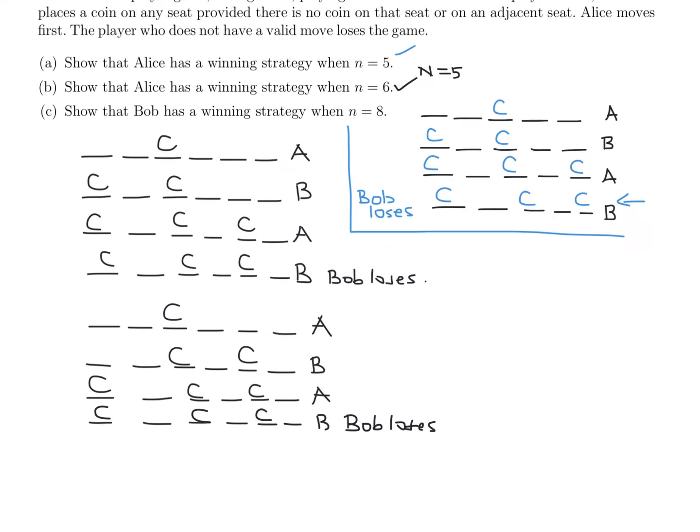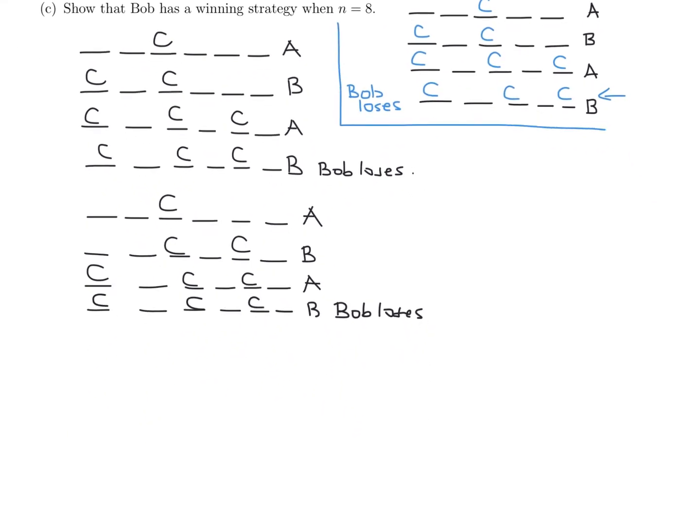Now let's get up to: Bob has a winning strategy when n equals 8. Okay, n equals 8 this time. I'm going to need a lot of space, so I'll just pull it all up. So n equals 8.